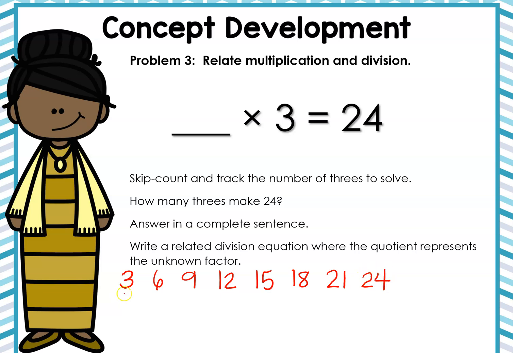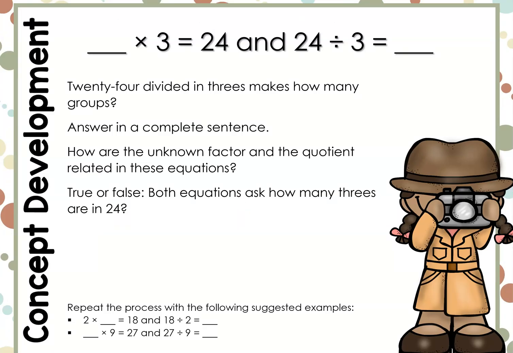Okay, let's count. How many times did we have to count by 3 to get to 24? 1, 2, 3, 4, 5, 6, 7, 8. So we had to count by 3 8 times to get to 24. So it took 8 3's to make 24. So if we were to take that same problem and turn it into a division equation, what could we do?